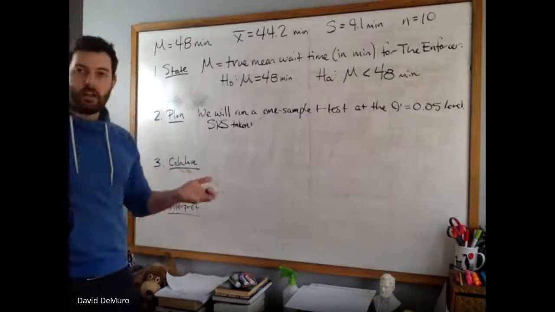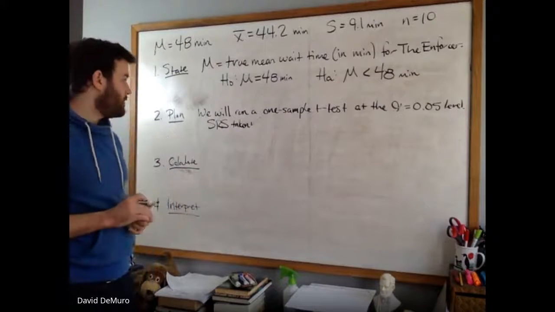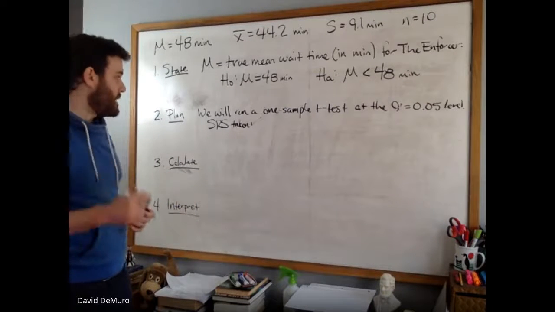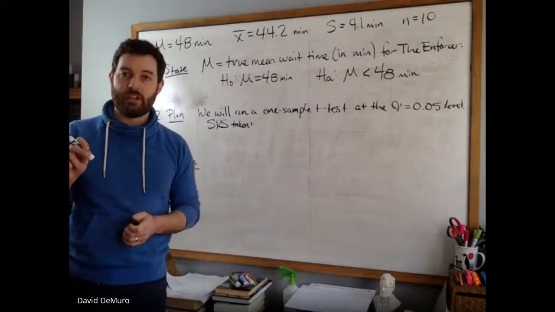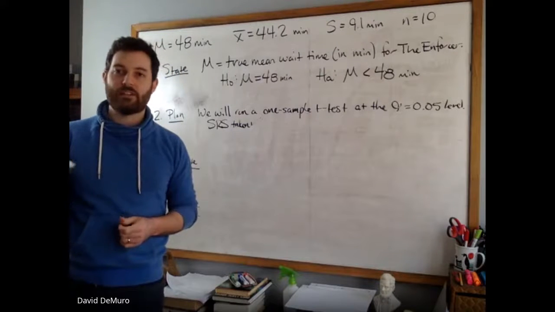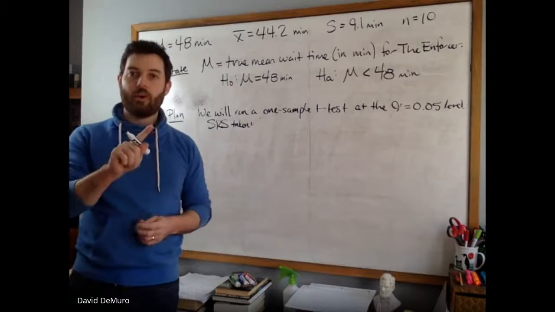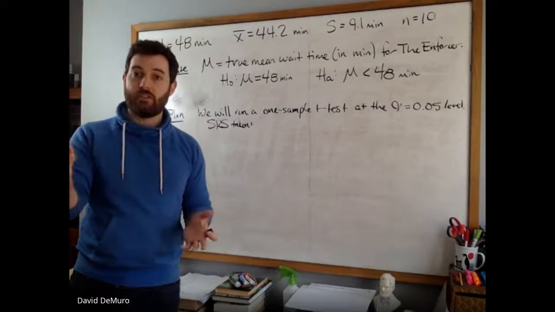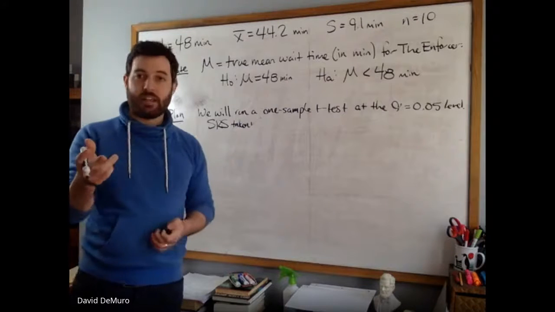And the problem stated that we pick 10 patrons at random from the population, so that one's met. The normal condition could be met in three different ways. The easiest way, number one, is that the population is already stated to be normal. But that's not the case here.